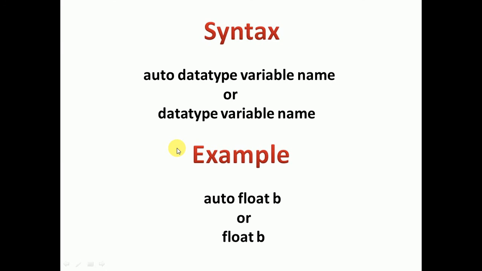That is the reason it is irrelevant to many programmers, because in our usual practice we simply write the data type and the variable name, but we don't know that when we do this, that variable is auto in nature. Now an example for the above syntax is to write the auto keyword, the data type float, and the variable name b, or you can simply write float b.